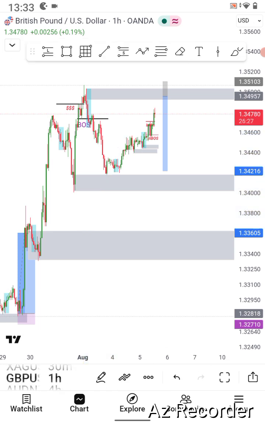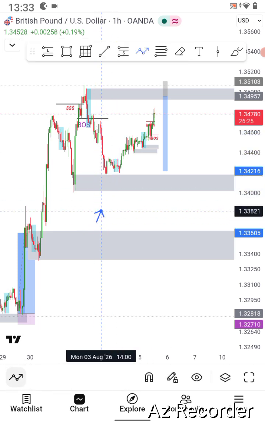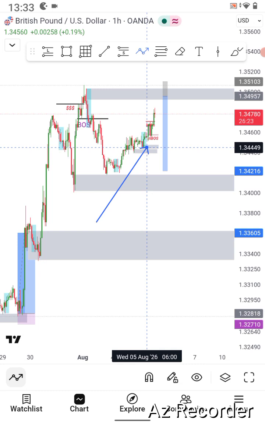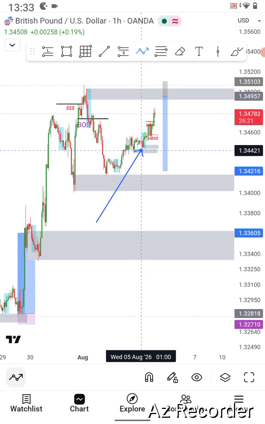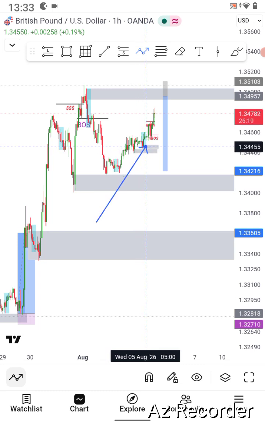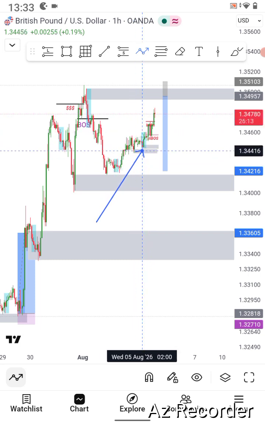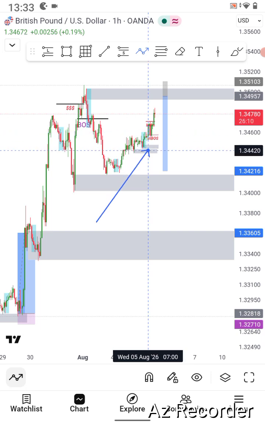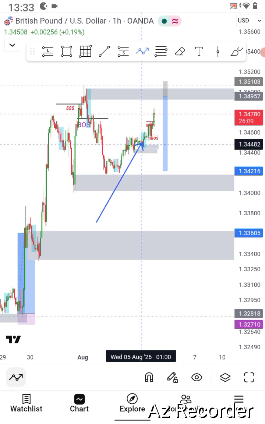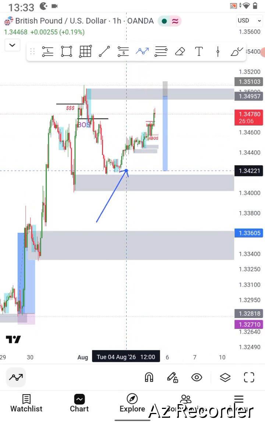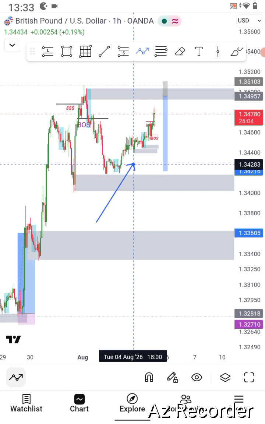Okay, I left it. Then this morning I saw when market was around here, but it was not something clean. It's not something I would love to trade, so I left it. I would have taken it if market had come here, but it was not clean, so I just left it. I said I'm not trading. It's better I preserve my capital.